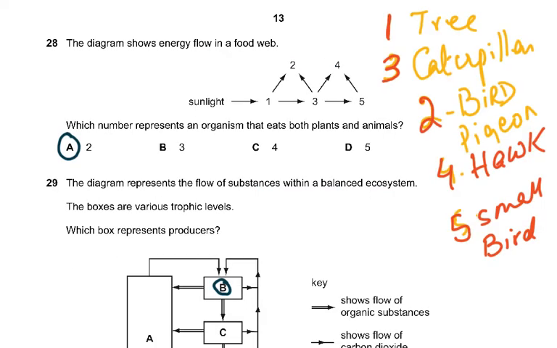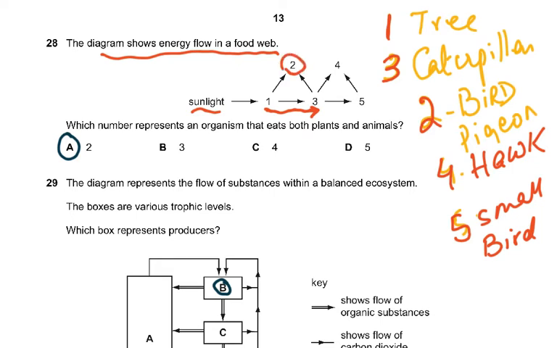Now, looking at question number 28, the diagram shows energy flow in a food web. Now, sunlight. I've given you examples of this. One is a tree because light is being absorbed by one, so one has to be the producer. So, say one is a tree. Now, look at three, caterpillars. So, energy from the tree. The caterpillars are eating up the tree, so the energy is flowing from the tree to the caterpillars. Now, the caterpillars are being eaten by two. What is two? Two is a bird, could be like a pigeon.